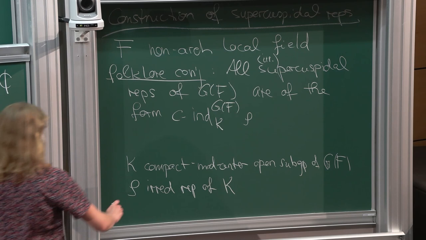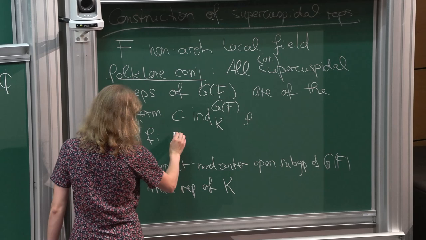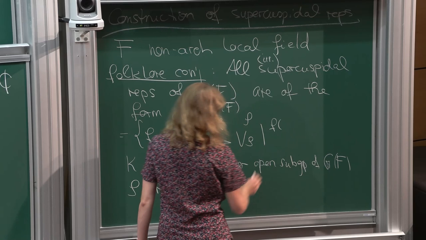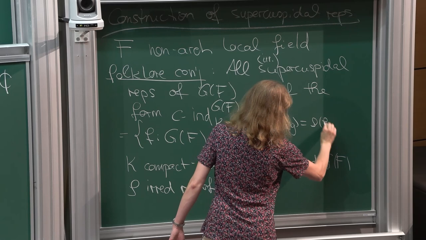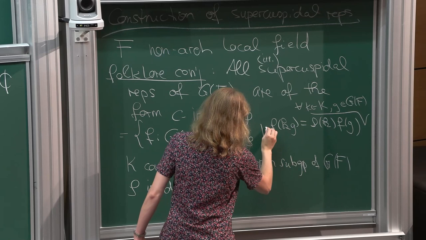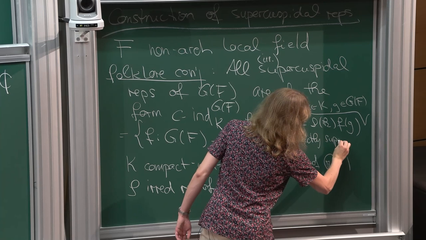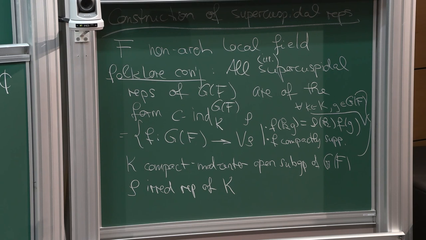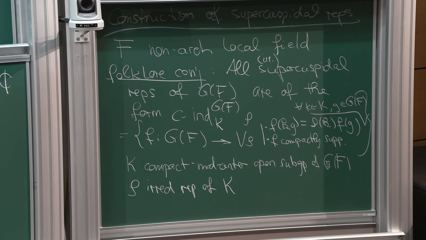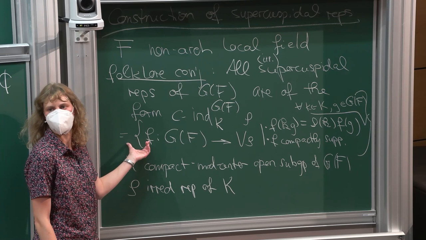So let me just write this out just once, since no one has ever written this out, so that you can take a break. So these are all the functions from the group to the vector space V_rho, such that we have the normal induction conditions, so that f(kg) is equal to rho(k) f(g) for all k inside K and g inside G(F). And the function is compactly supported. So that's the conjecture that all supercuspidal representations are of this form. They are compactly induced from a representation of a compact open subgroup. And we know this conjecture in a lot of cases.